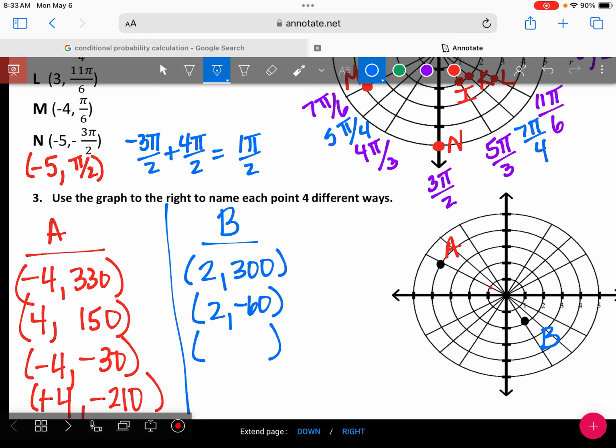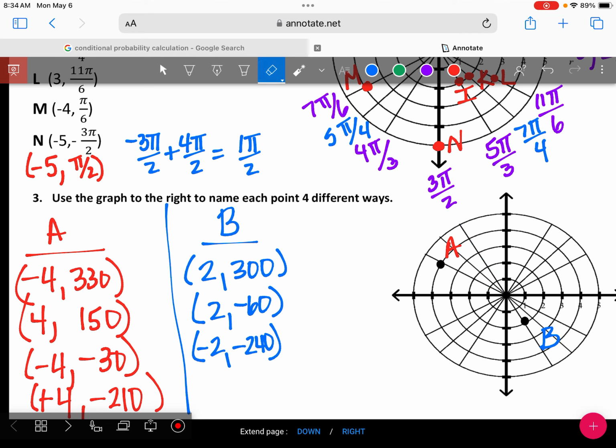Okay. Anybody use a negative angle and a negative radius? Anybody do it with 2 negatives? So 2 negatives would mean I would be here. What would this angle be, negative? Negative 240. And then what would that be for your radius? So negative 240, and then what would that be? -2. That would work.